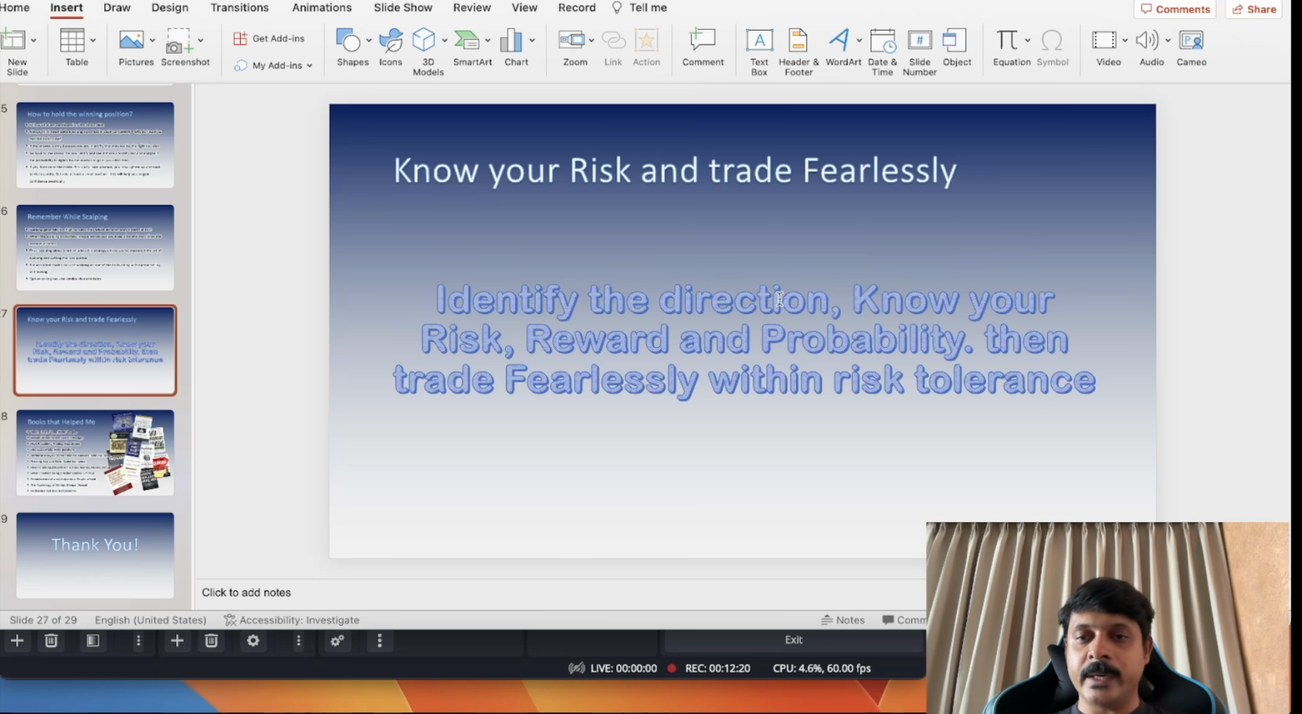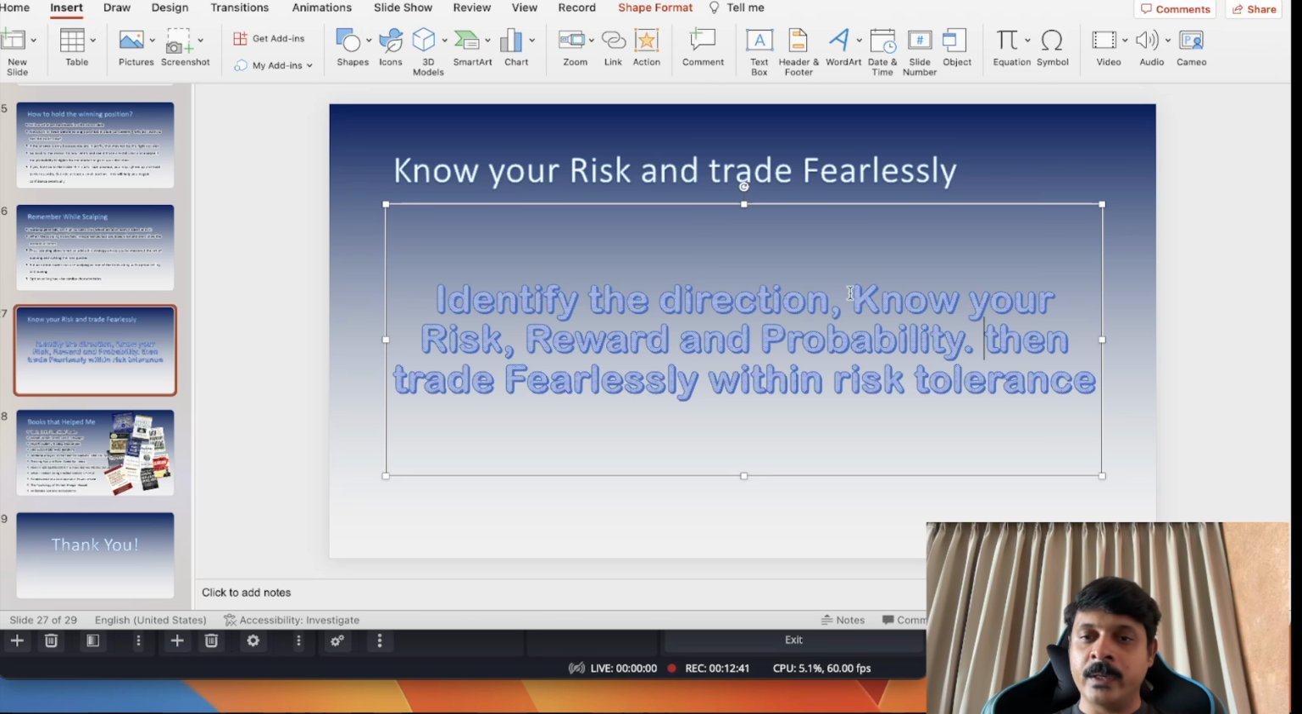So: identify the direction, know your risk, reward, and probability, then trade fearlessly within the risk tolerance. That's what I do. Some people use technical analysis and technical tools for identifying the direction, risk, reward and probability. That is absolutely fine. I'm not saying that it is not. Even though I take a different approach, using the technical tools for these things is okay. But even when you use the technical tools, trading fearlessly and within risk tolerance is most important.